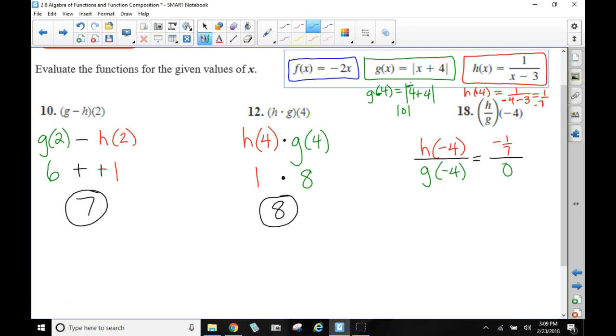And any time we get 0 in the denominator of a fraction, our division problem here is going to be undefined. I guess I should say the quotient to that division problem is undefined. Can't have 0 in the denominator. That's the reason.